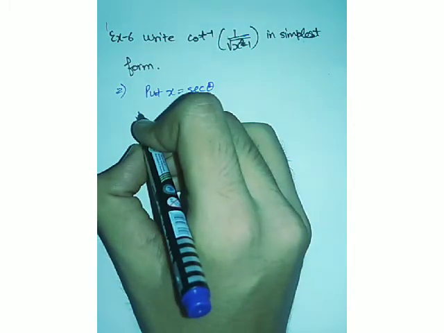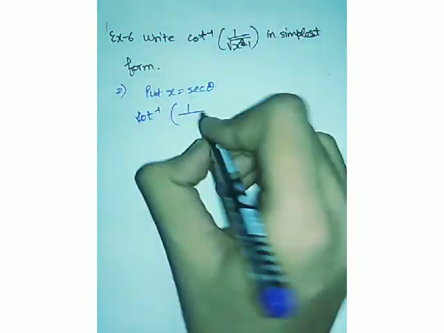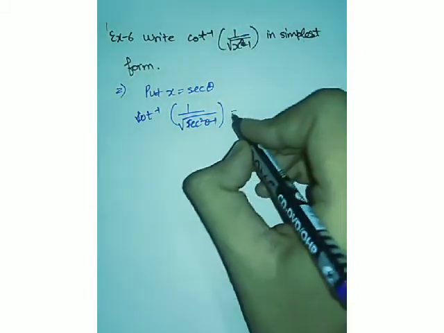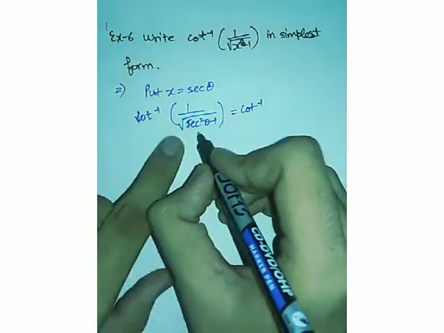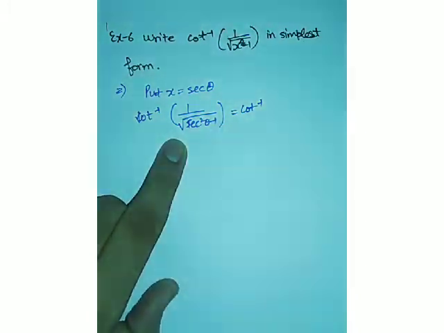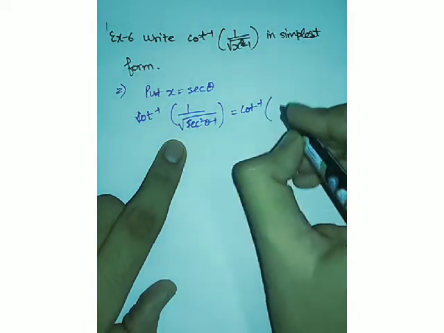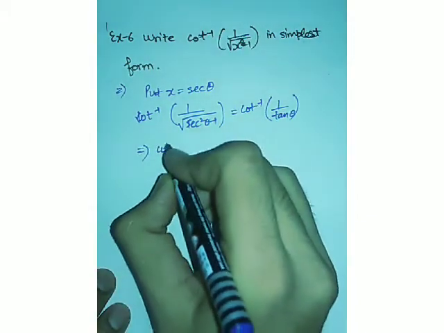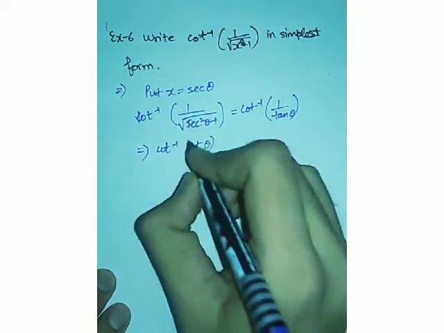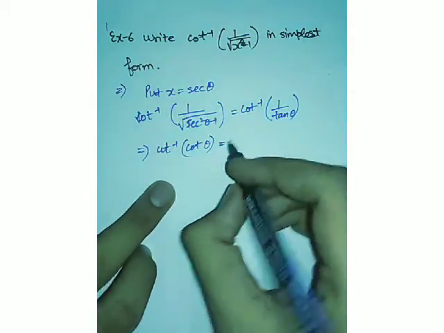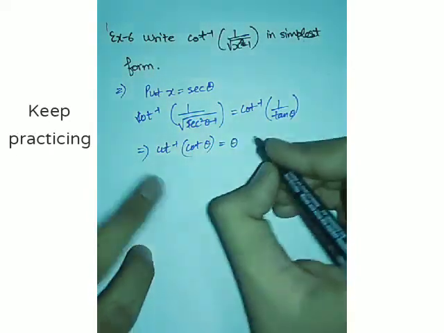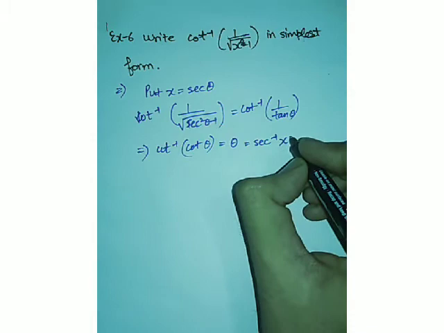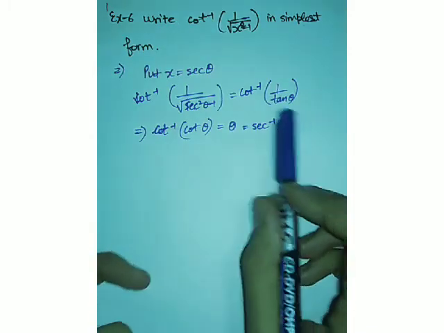Then what will you get? Cot inverse 1 upon root secant square theta minus 1, which will be equal to cot inverse 1 upon root tan square theta, and that will become only tan theta. So 1 upon tan theta. You know very well that 1 upon tan theta is equal to cot theta. Again, cot inverse cot theta is only equal to theta. What is theta? Here it is secant inverse x, which is the simplest form.